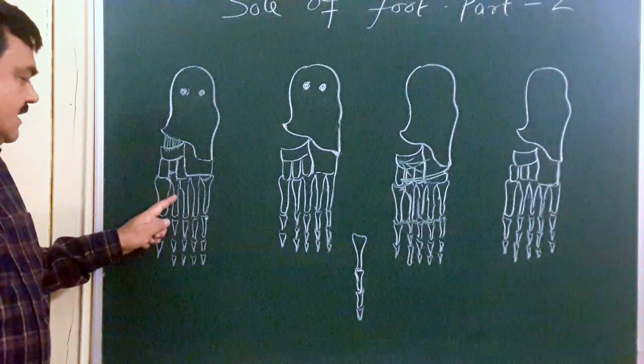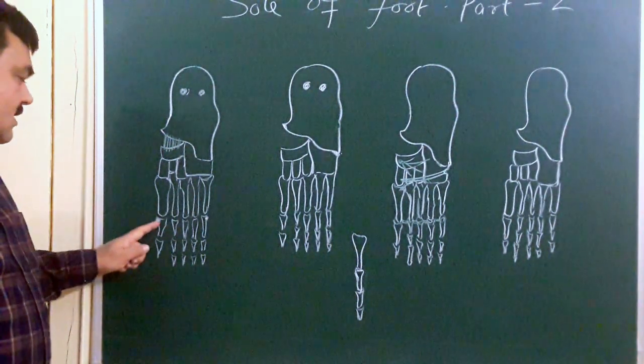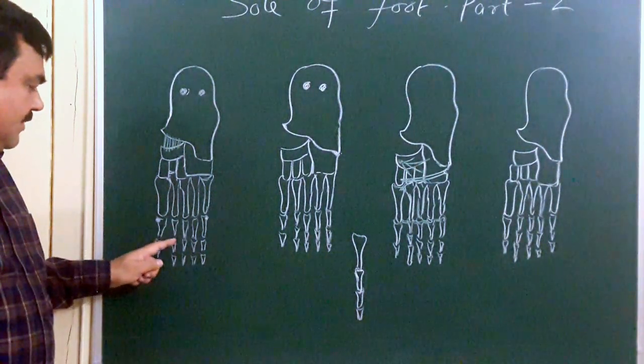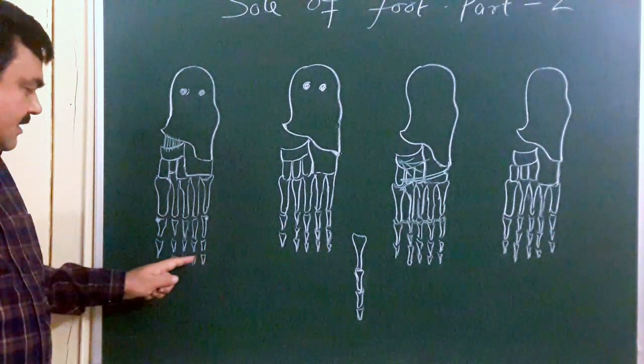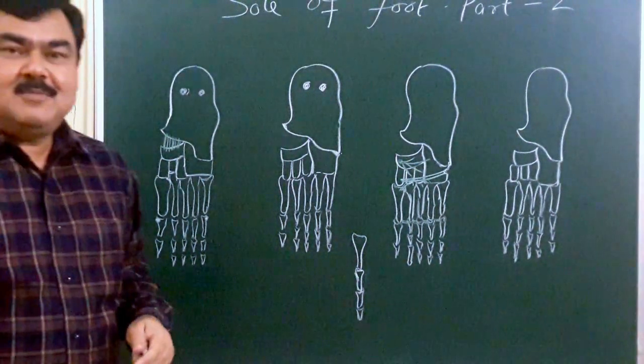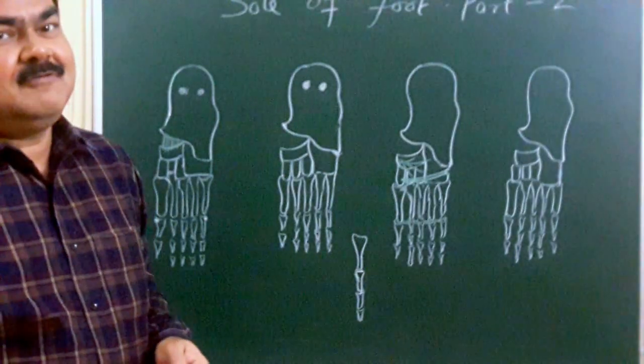Here are the first, second, third, fourth, and fifth metatarsals, the proximal and distal phalanx of the great toe, and the proximal, middle and distal phalanx of each toe. So first of all, we discuss the muscles of the first layer. There are three muscles present in the first layer.